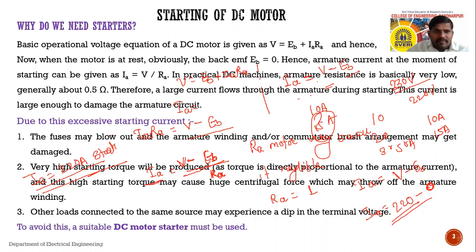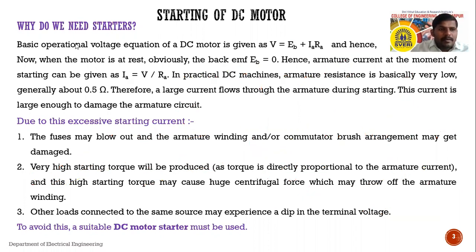Here it is, the explanation is also given. See here. The basic operational voltage equation of DC motor is given as V is equal to EB plus IARA. So according to this equation, if you calculate the value of IA, IA is equal to terminal voltage V minus EB divided by RA.